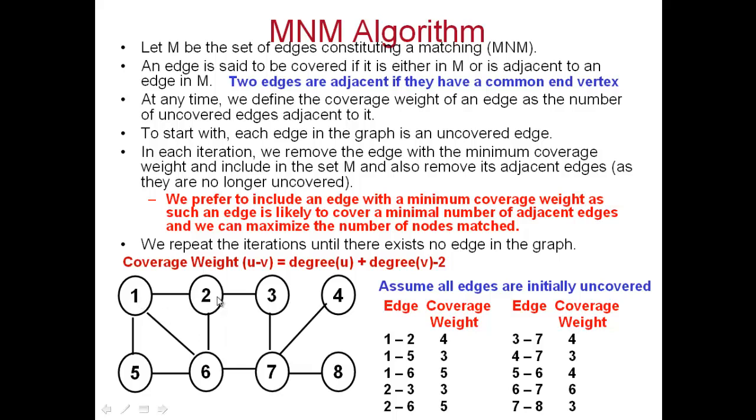Similarly for node 2, you are considering the other edges incident on node 2, so you should exclude this edge 2, 1 from your calculation. So that's why you're taking the degree of v minus 1. So it's degree of u minus 1 plus the degree of v minus 1. So that's why the minus 1 put together is minus 2. So degree of u plus degree of v minus 2. So you should be able to interpret this formula.